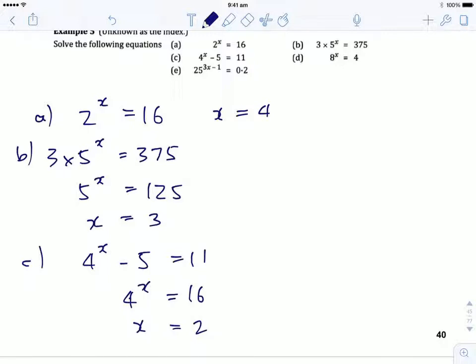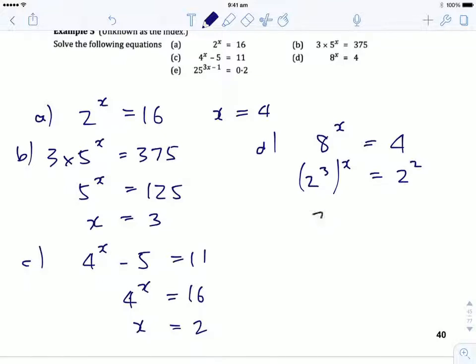Getting a little bit trickier for D. 8 to the power of x equals 4. Just like before with our indices, when we were simplifying, writing everything to the same base makes things way easier. Same thing here. I'm going to make this 8 as 2 cubed, and I'm going to change 4 to 2 squared. Remember, this is all without my calculator.